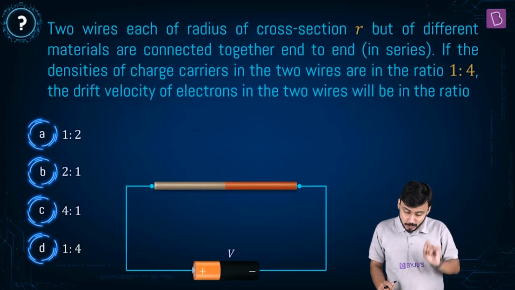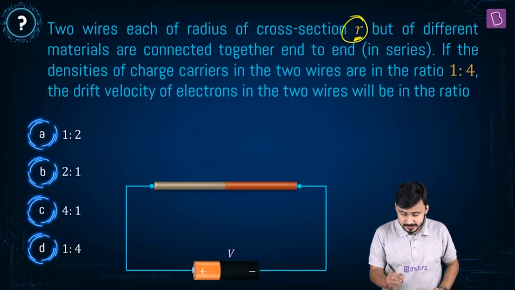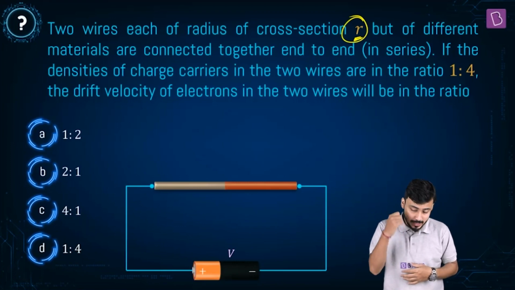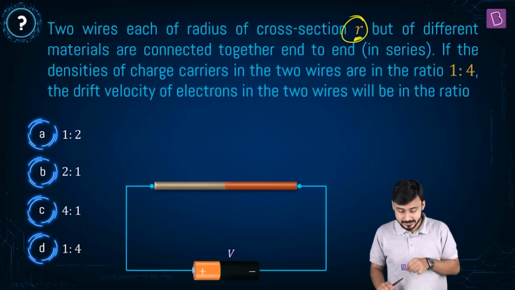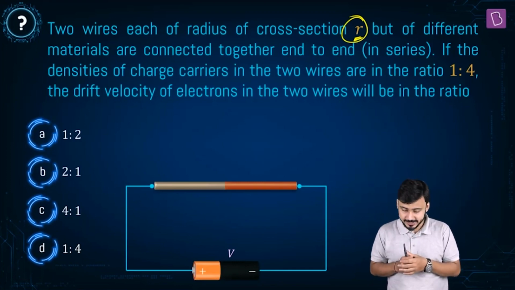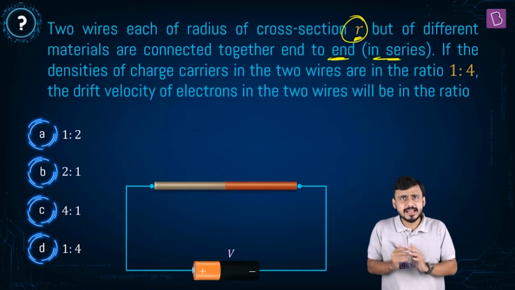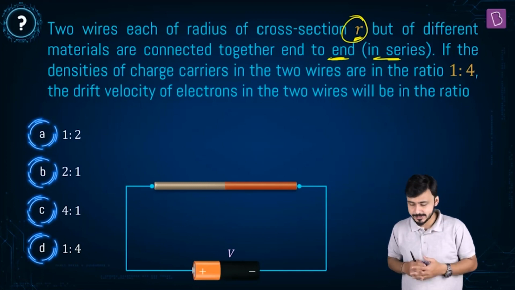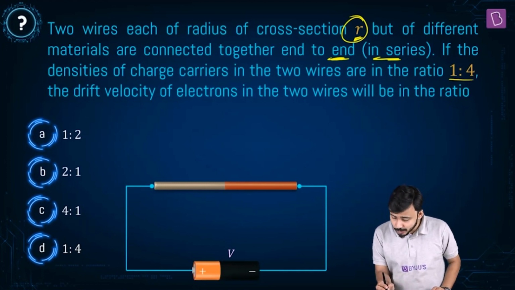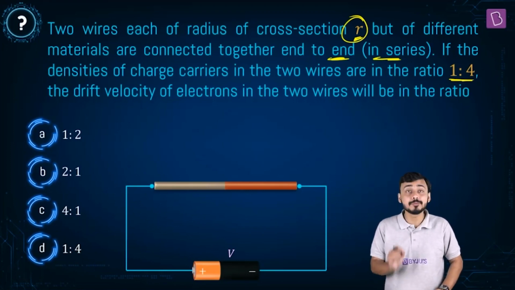Here the statement is: two wires each of radius of cross section R, right? The radius of cross section is given to be R for both the wires, for both the sections of the wire. But of different materials are to be connected together. Different materials means the electron density will be different in both the materials. End to end in series. So the wires are connected in series. Take them as two resistances, right? Two resistive wires. Now, if the densities of the charge carriers in the two wires are in the ratio 1:4, then the drift velocity of electrons in the two wires will be in the ratio.